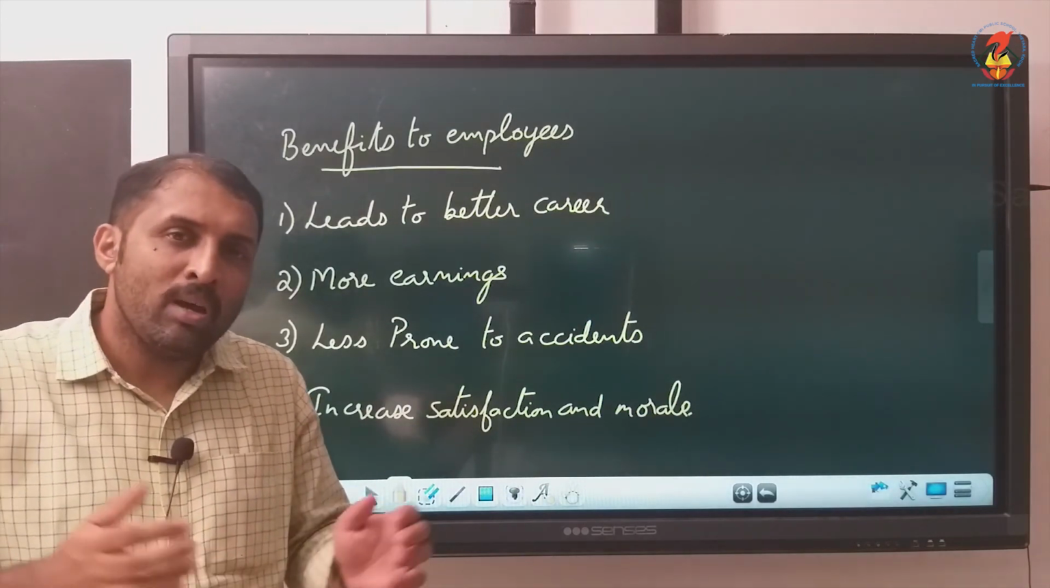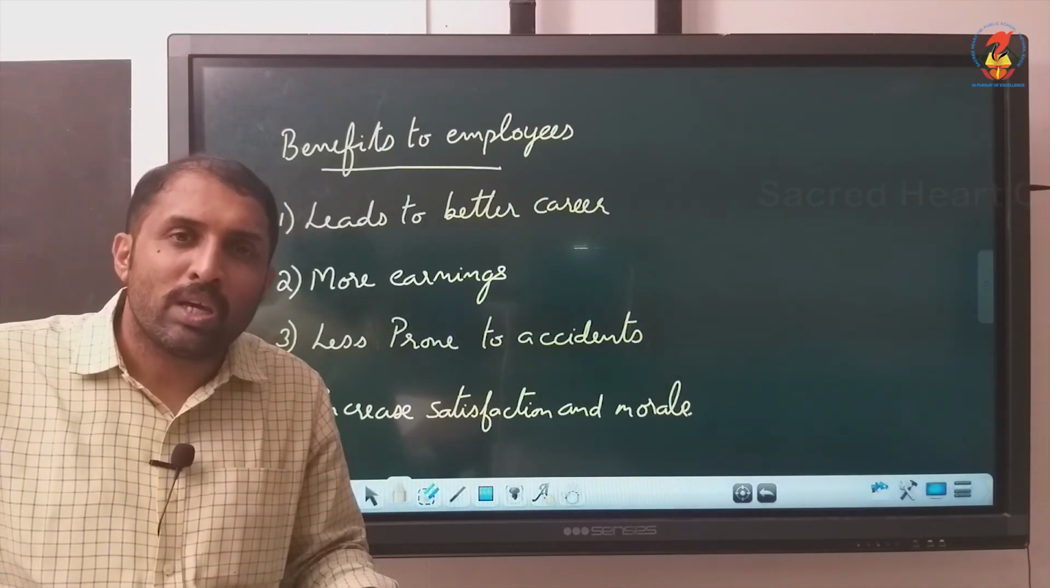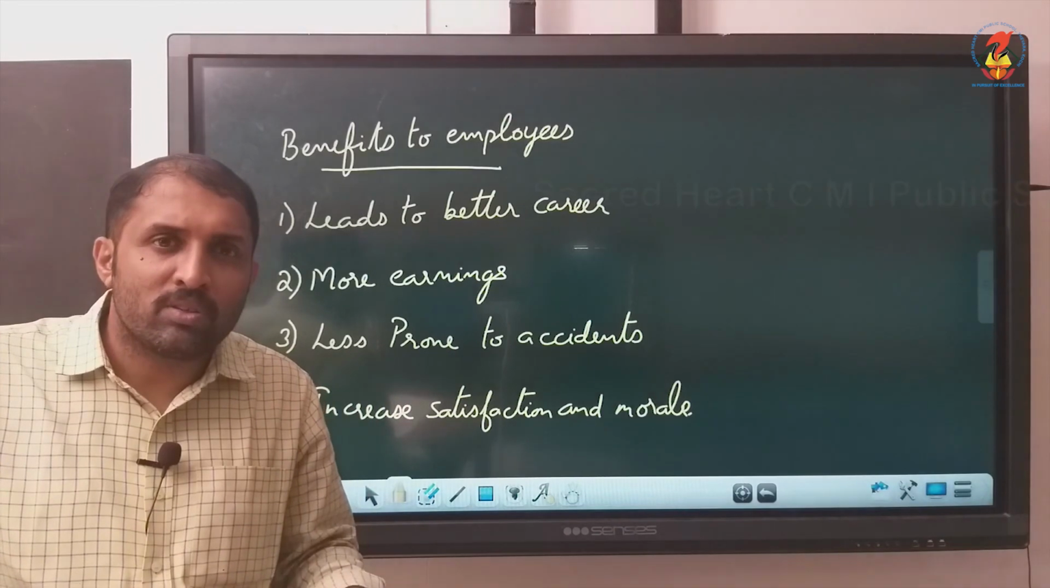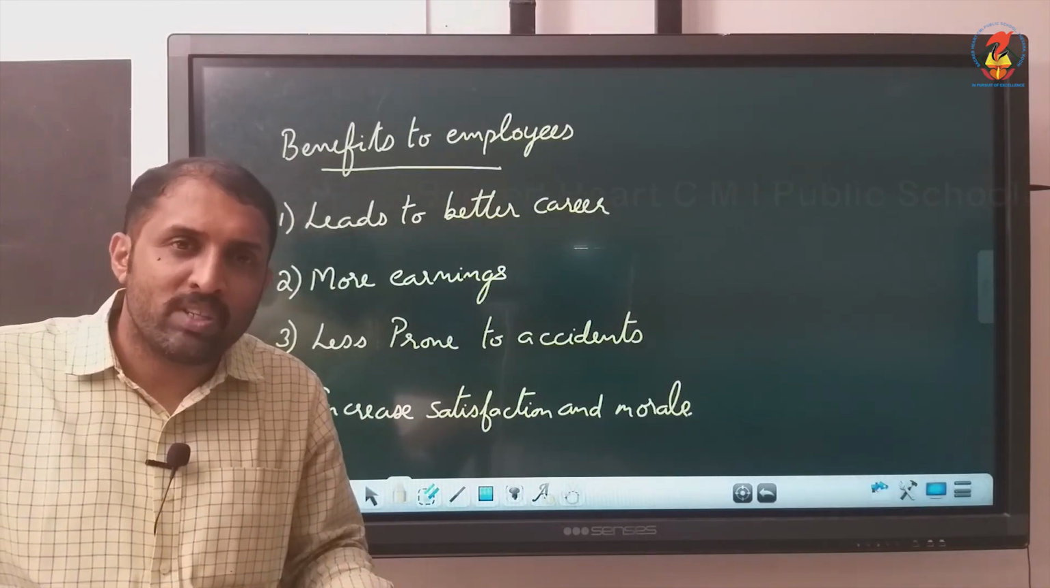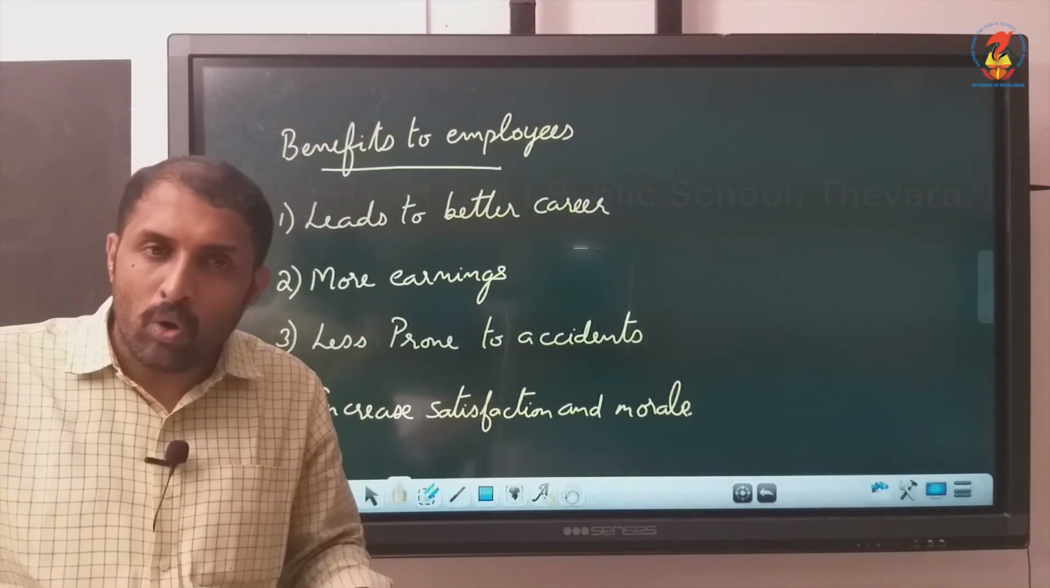So these are the benefits training is giving to employees. We were seeing what the meaning of training is and what benefits training gives to employees as well as the organization.